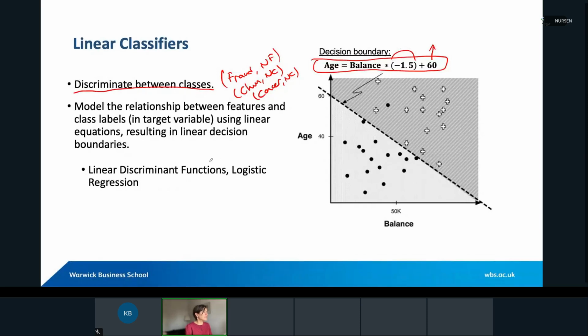During the learning process, linear classifiers check the features and then try to identify the coefficients of the features to draw this decision boundary. And some of the well-known linear classifiers are linear discriminant functions, logistic regression, SVM, and we will see some examples of these models during our workshop.